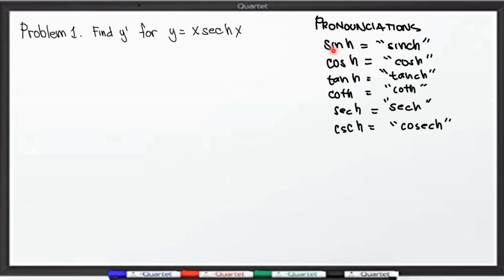For hyperbolic sine, we can say sinh. For hyperbolic cosine, we can say cosh. For hyperbolic tangent, we can say tanh. For hyperbolic cotangent, we say coth.